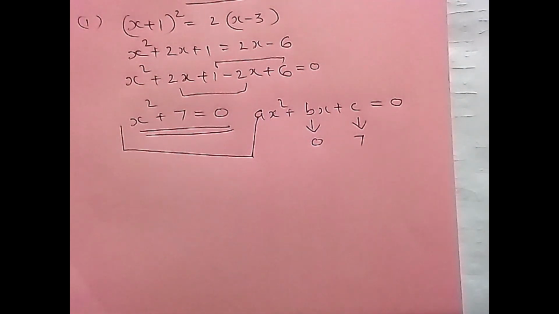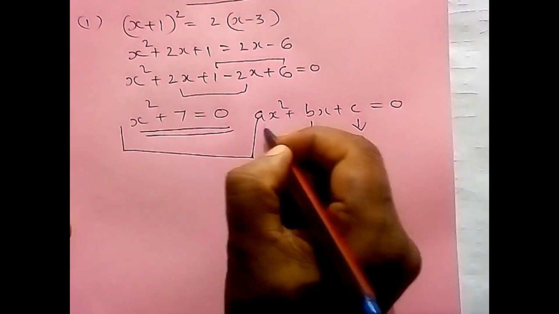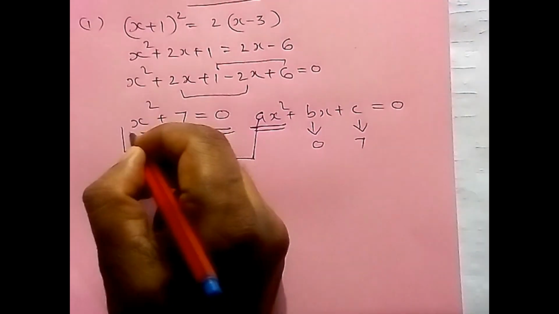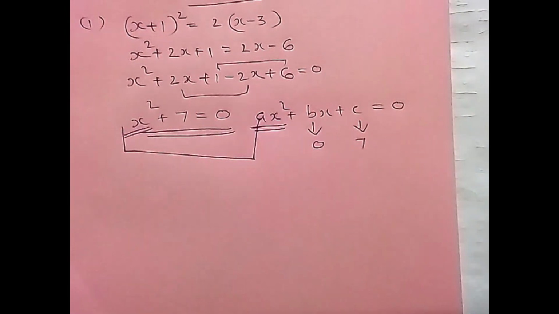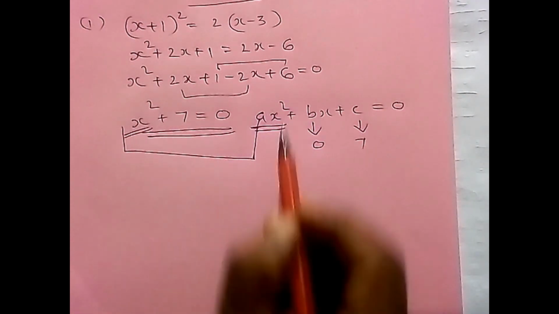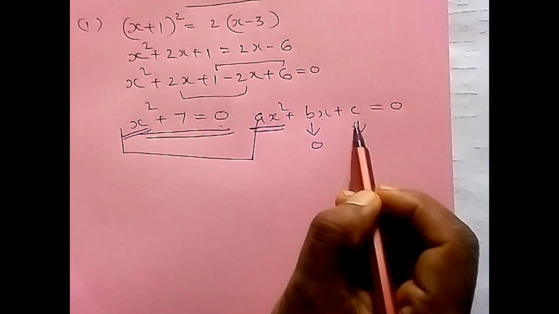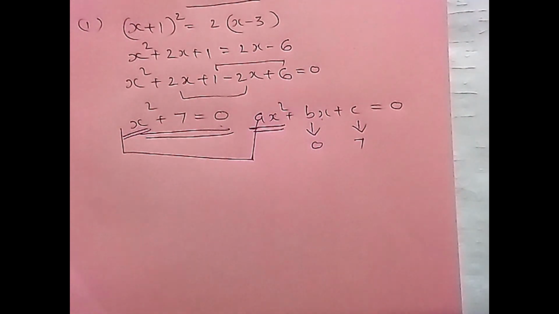So what is the necessary condition for an equation to become a quadratic equation? The necessary condition is that the coefficient of x square should not be 0. Here the coefficient of x square is not 0. The coefficient of x can be 0, even the constant term also can be 0. So the given equation is a quadratic equation.